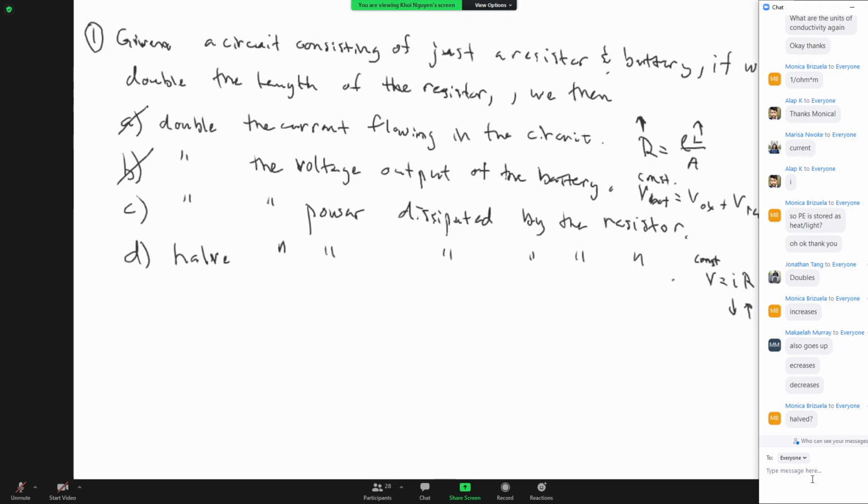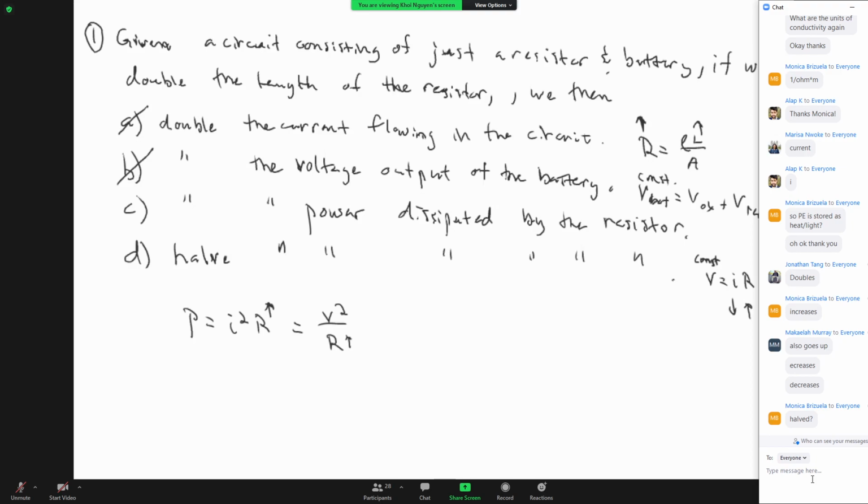So now we're looking at power. Power is equal to I squared R or V squared over R. Okay? So if we only look at R, this one we know increases. One equation says if R increases, then P should increase. And the other says if R increases, then P should decrease. Which one's correct?